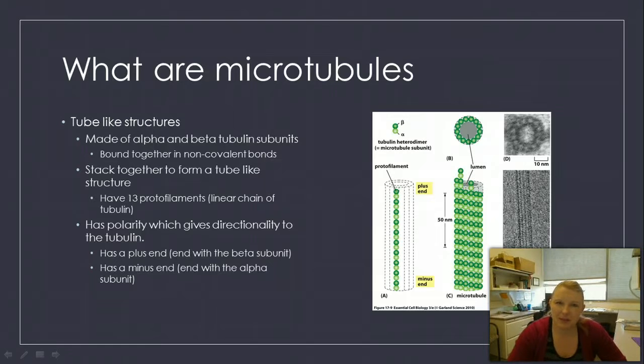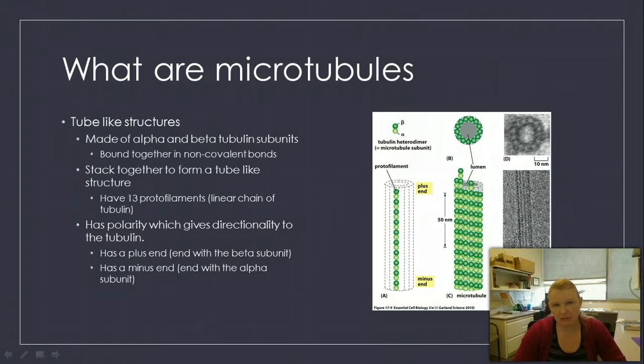Now, an important aspect of microtubules is that they have polarity, and you're going to see this again in actin, so it's really important you understand how this works. The subunit that's exposed on the end determines which side of that polarity is showing. When the alpha subunit is on the end, that's known as the minus end, and you can see that here on this picture. When the beta subunit is what's exposed, that's called the plus end. So it's important that you understand that there is polarity.